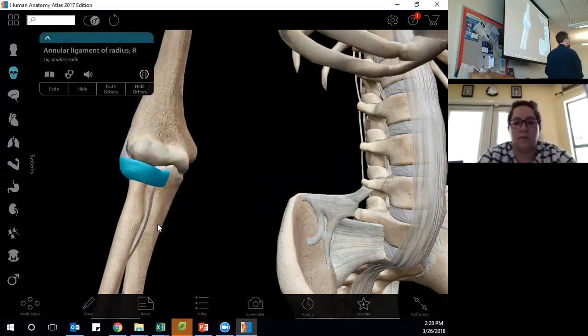Annular ligament, annual, cyclical, ring, recurrent. It's a ring. It is a band, annulus fibrosus, right? So annular ligament wraps around and holds that in place. Injury here called a nursemaid's elbow in a young child.